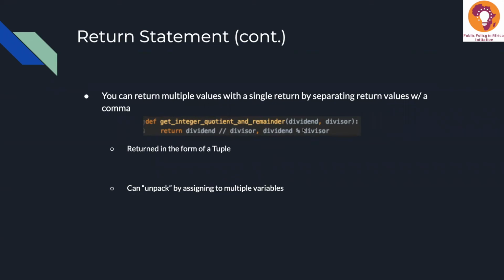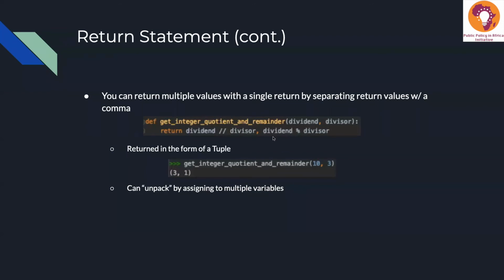And then the second one is the modulus result of these two variables, which will give me the remainder. So this is returned in the form of a tuple. If I call get integer quotient and remainder using the variables 10 and 3, 10 floor divided by 3 is going to be 3, because it would be 3.333 repeating, but because I'm floor dividing, we just get 3. So that's the first value that's returned.